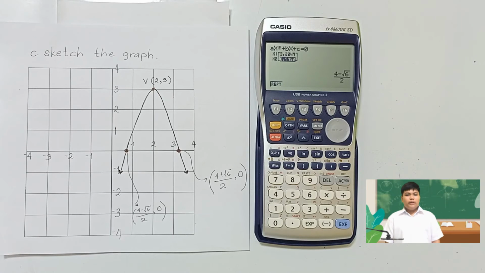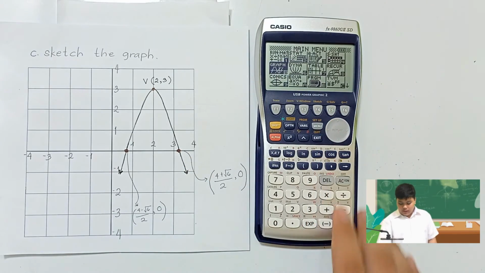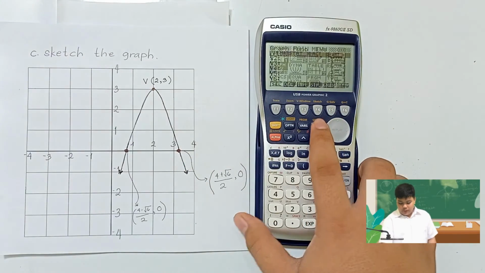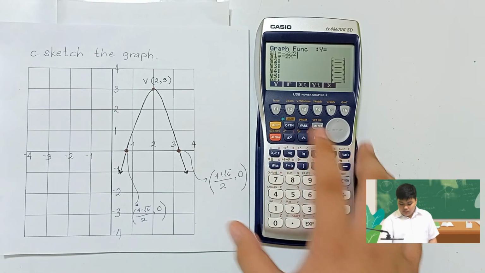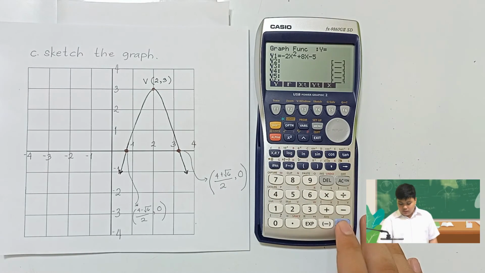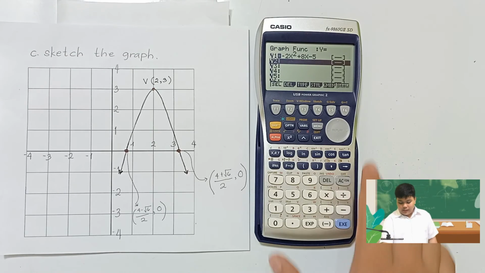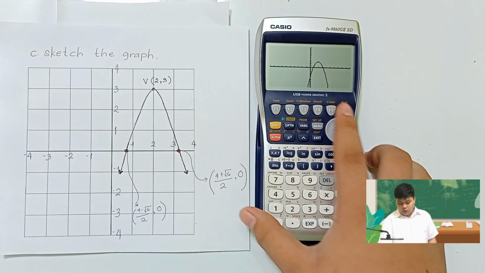This time, we're going to verify our answer using the graphing calculator. We need to go back to the main menu, select the graph icon using this button, then execute, or you can just simply press the number 5 button. In this part, all you have to do is to input the equation. Our equation is negative 2x squared plus 8x minus 5. Then execute. The next thing to do is to select the draw. To select the draw, we need to press F6. So here's the form of our graph.